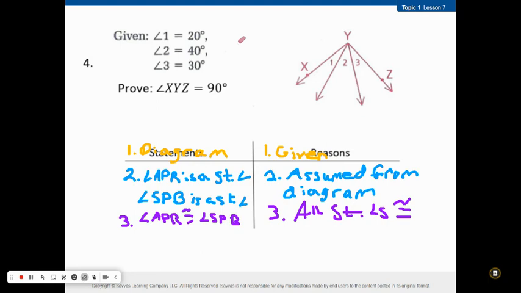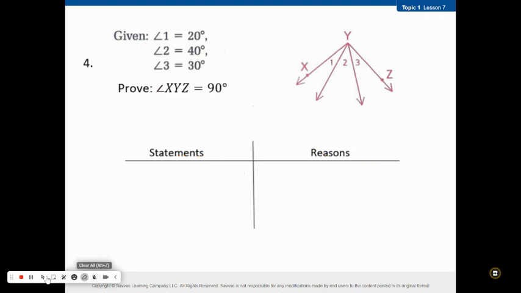Those should have M's in front of them. Why they don't, I don't know. But it should be the measure of angle 1, the measure of angle 2, the measure of angle 3. Should have an M, an M, and an M. And we're proving this measure. Never mind, I'll rewrite it.